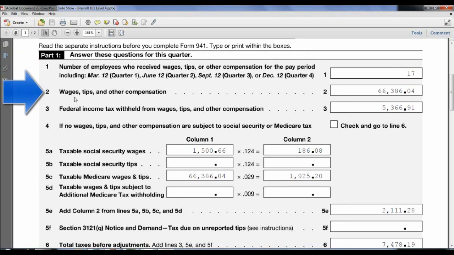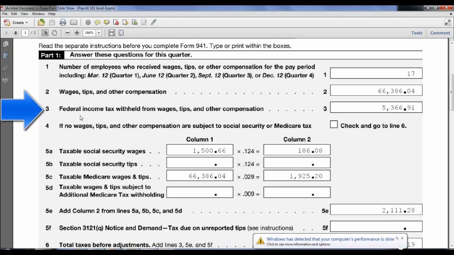Line 2, wages, tips, and other compensation. This is the total gross wages processed during the quarter. This can be verified by looking at the federal tax report under the wages subject to federal, state, and school tax column total. Line 3 is federal income tax withheld from wages, tips, and other compensation. This is the federal income tax withheld from wages that the software calculated should have been held, not necessarily what you paid. Okay, so here let's look at our fictional example from the ledger.